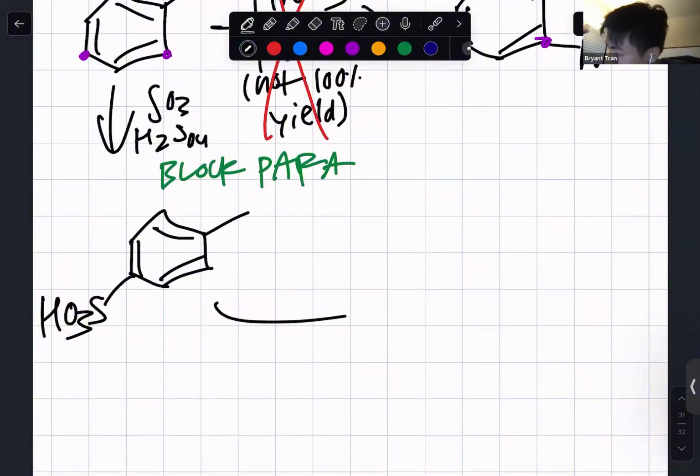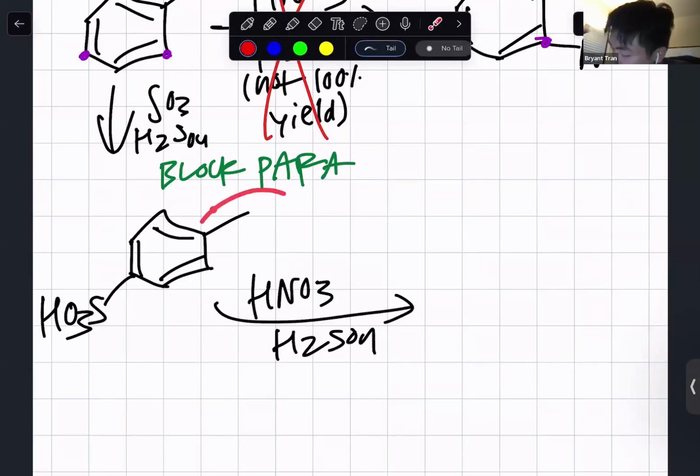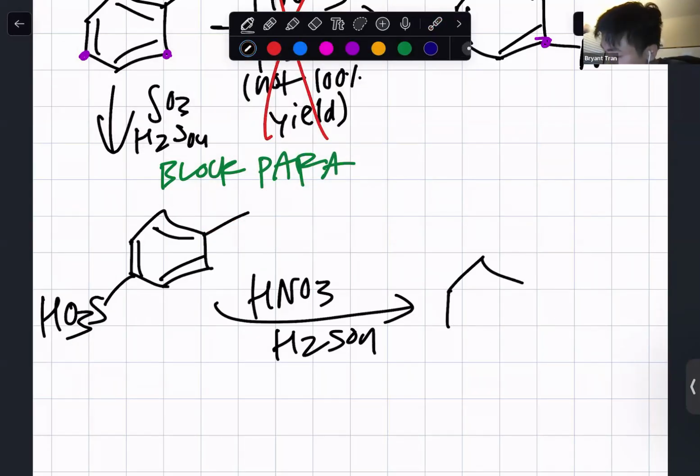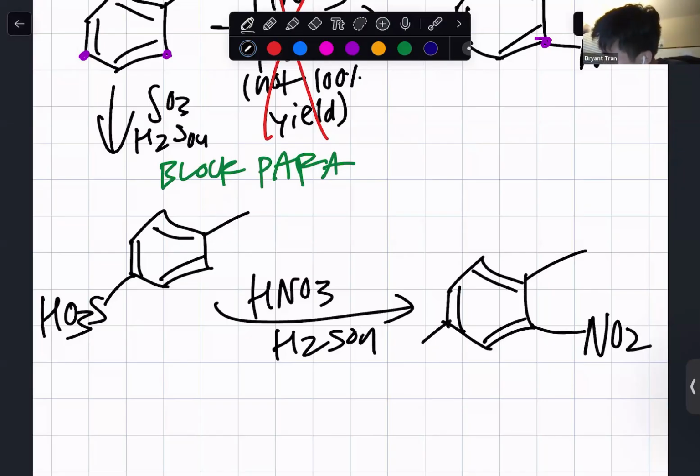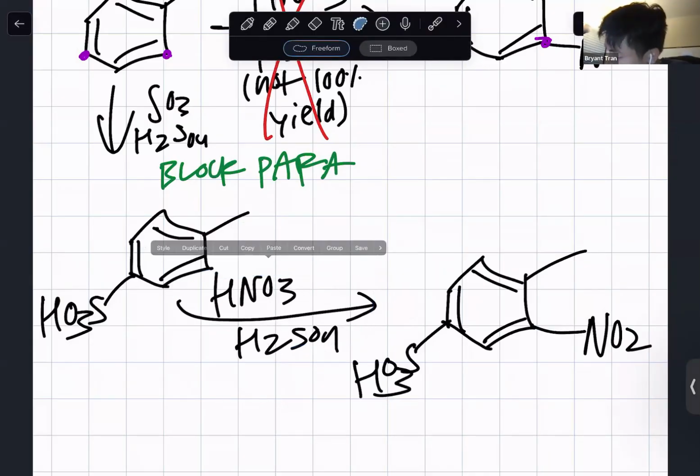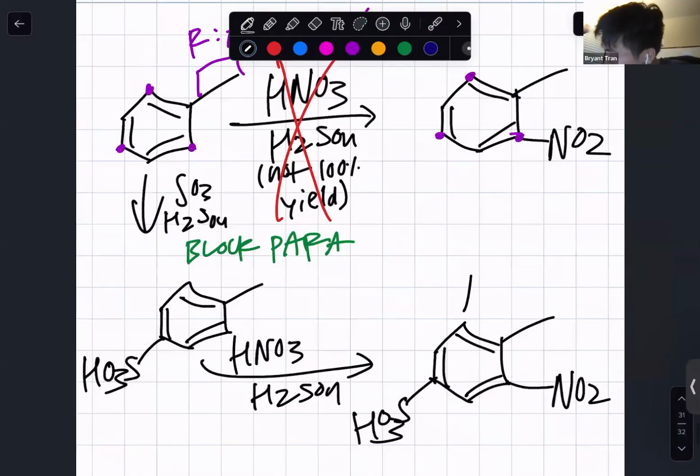Now, once that's blocked, we now can do nitration. But we now have two groups. We have this group and we have this group. This is a weak EDG. This is a strong EWG. And like we said earlier, EDGs will always overpower EWGs because they activate the ring, activate the benzene more, the nucleophile more. So it's going to be an ortho-para director relative to that methyl group. NO2, the para position is already taken, so we don't have to worry about that. It's blocked. Now to unblock the para position, we could do desulfonation with dilute H2SO4 and water.